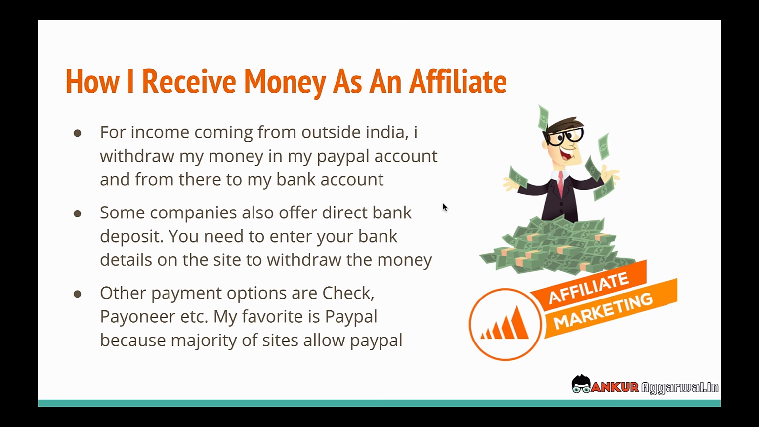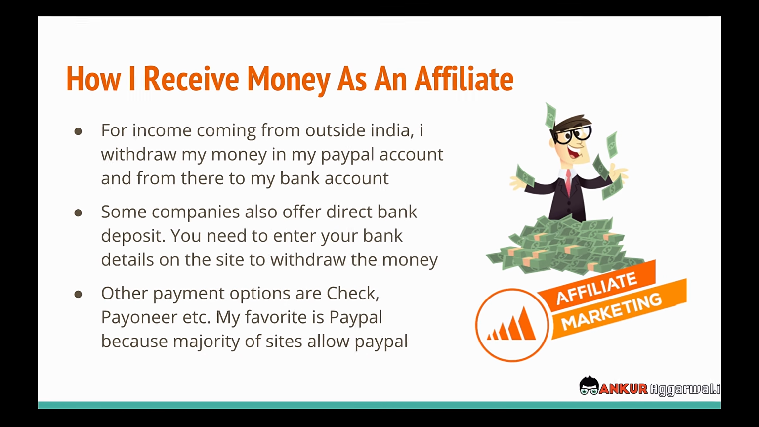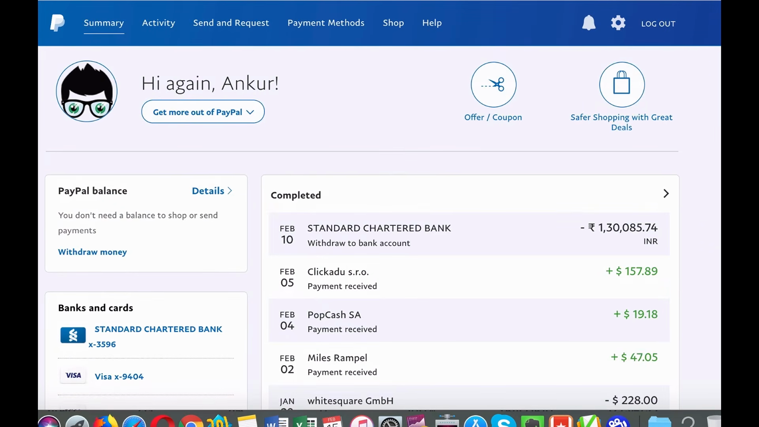So all you have to do is sign up for a PayPal account and you can withdraw the money from there by linking your bank account to the PayPal account. Some affiliate programs also offer the direct bank deposit functionality, the wire transfer. I personally prefer the PayPal and the wire transfer options because they are both easy to use.